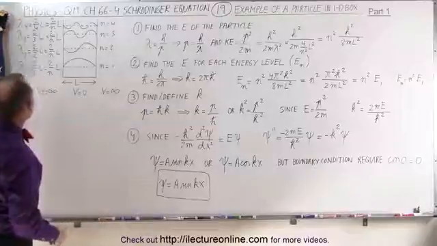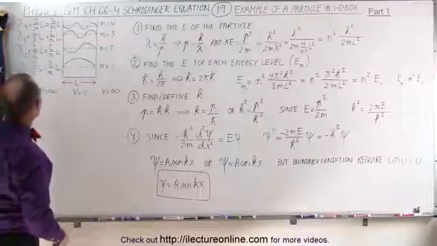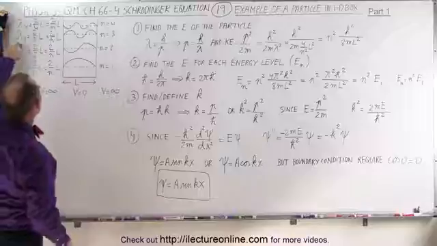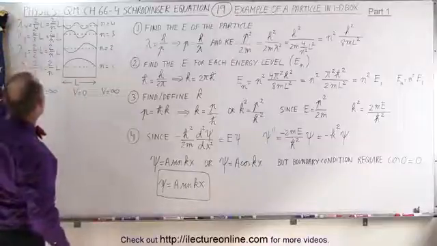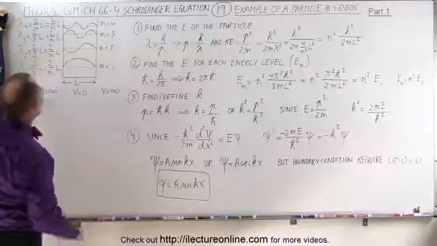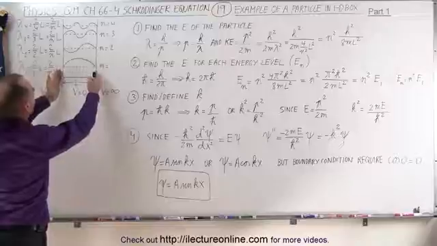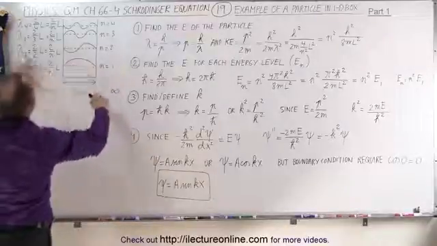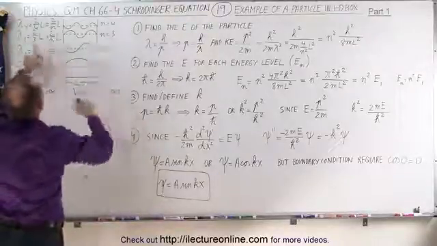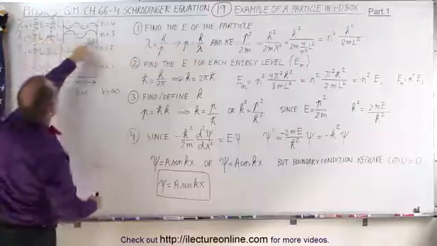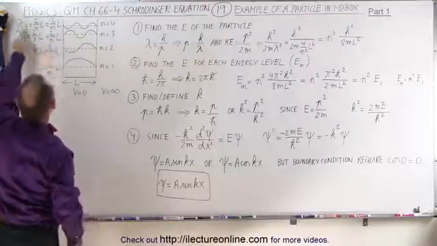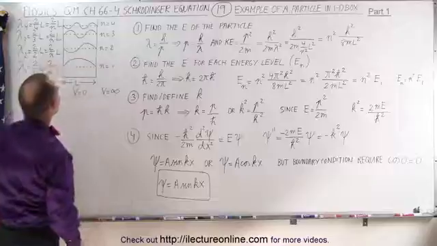And so you can see that we can then calculate the wavelengths, lambda 1, lambda 2, lambda 3, and lambda 4. In the case here, lambda is equal to twice the length of the box because this is only half a wavelength. Here, lambda is equal to the length of the box. Here, lambda is equal to 2/3 the length of the box. And here, lambda is equal to 1/2 the length of the box.